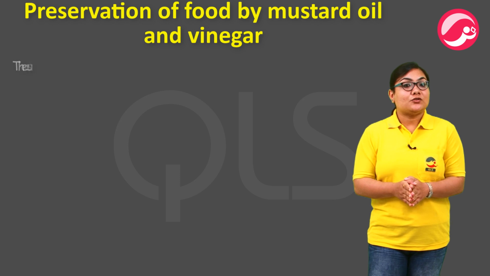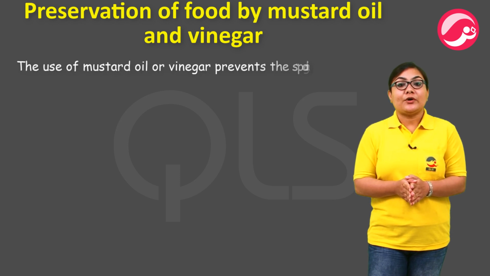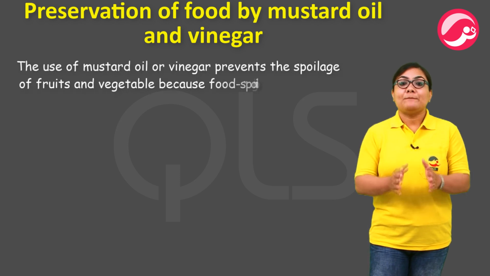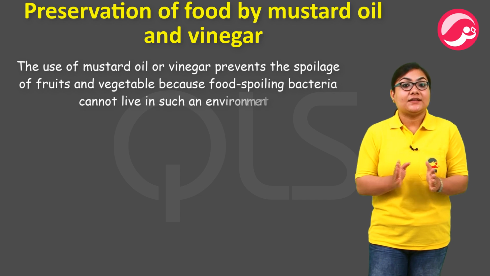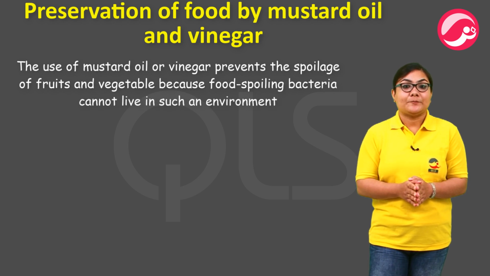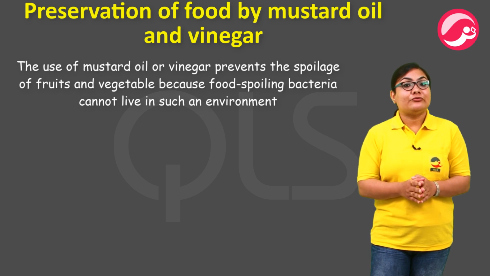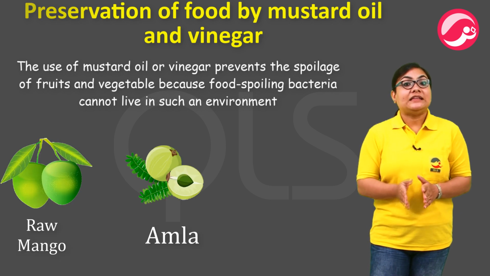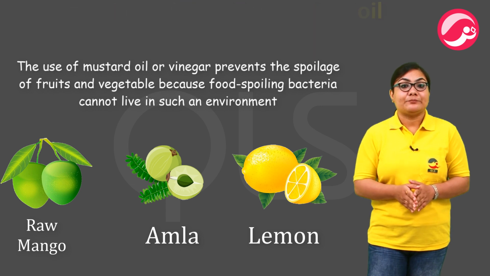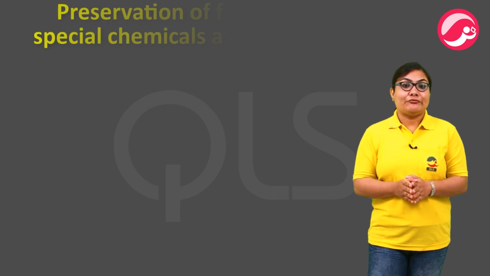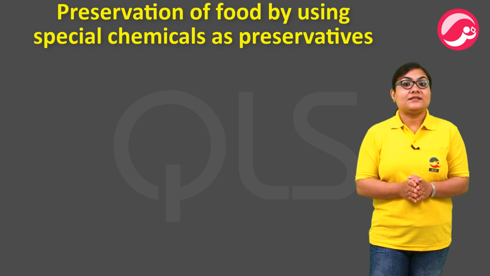The use of mustard oil or vinegar prevents the spoilage of fruits and vegetables because food spoiling bacteria cannot live in such an environment. They are used as preservatives for preserving fruits such as raw mangoes, amla and lemon in the form of their pickles. 8th is the preservation of food by using special chemicals as preservative.